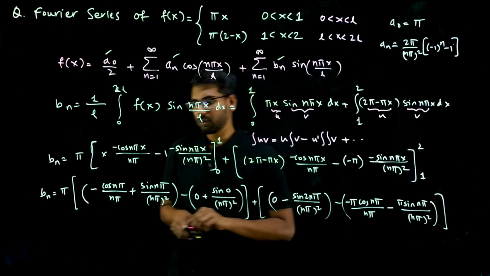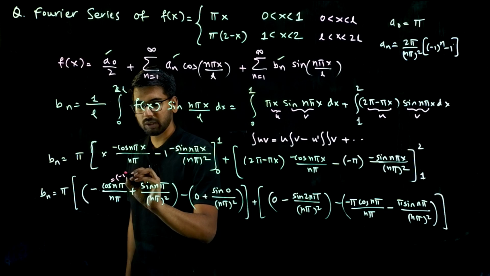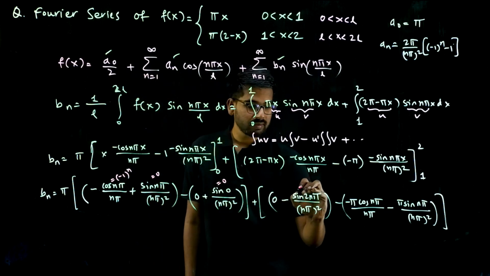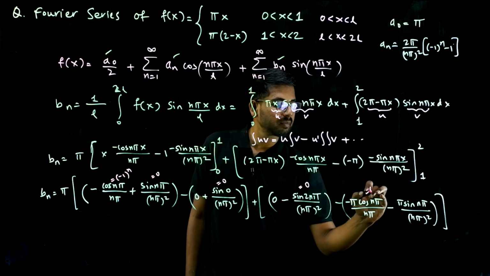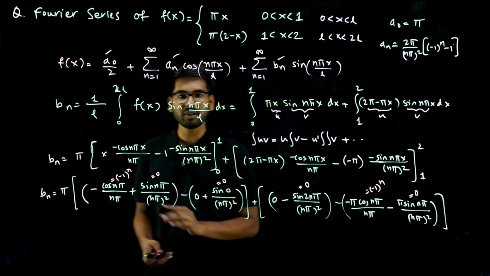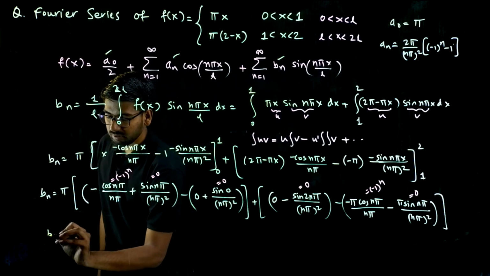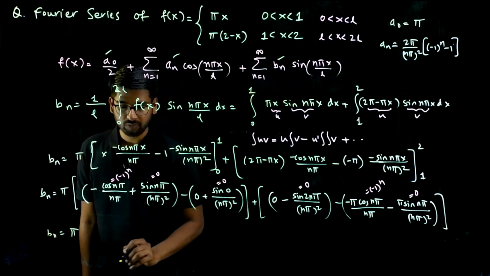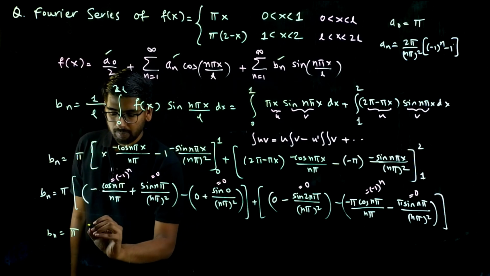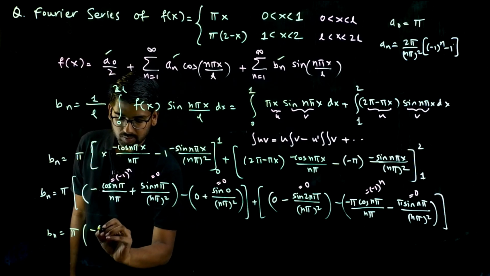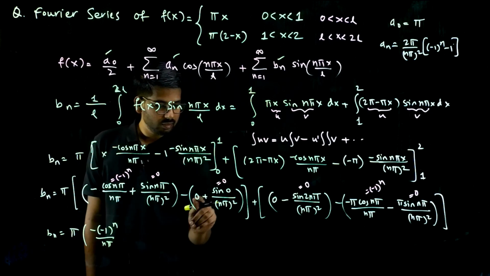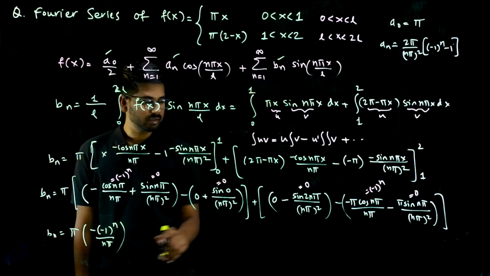Okay, so in here cos n pi is minus 1 power n, sin n pi is 0, sin 0 is 0, sin 2n pi is 0, cos n pi is minus 1 power n, sin n pi is 0. Okay, most of the terms are 0. What are the remaining terms? Bn is equal to pi, here we have pi into minus 1 power n by n pi. Here all these terms are 0. So this is only one term in the first case.